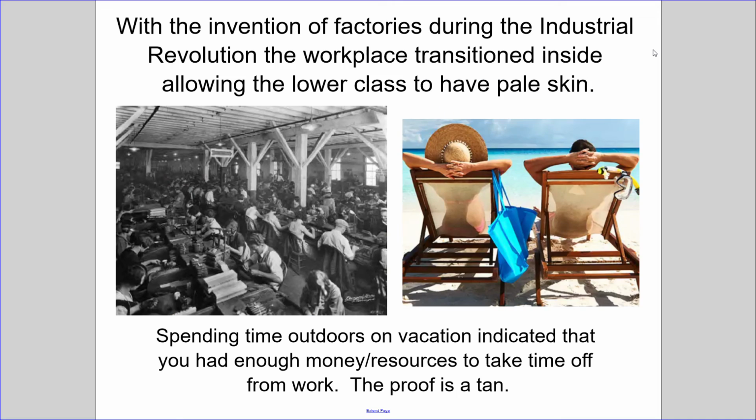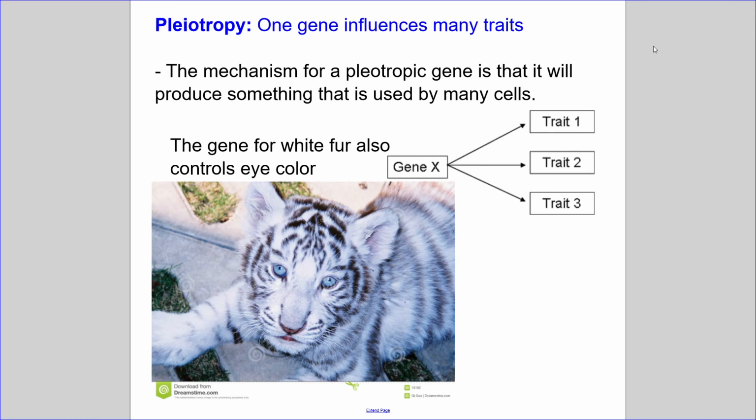That flipped on its head, interestingly enough, during the Industrial Revolution, because then the workplace transitioned inside, where people were working in factories, and that was typically the lower class. They tended to have pale skin, whereas spending time outdoors on vacation meant that you had enough money to travel, take resources, and go to nice, warm, sunny beaches, and you would get a tan. It's interesting how that phenotype completely did a 180 on the general population.